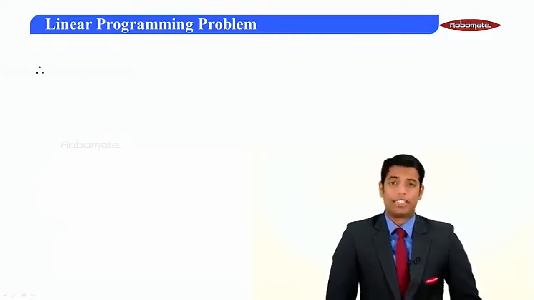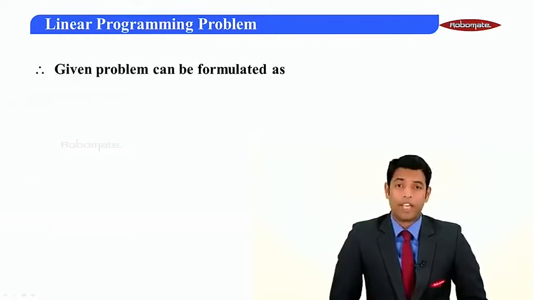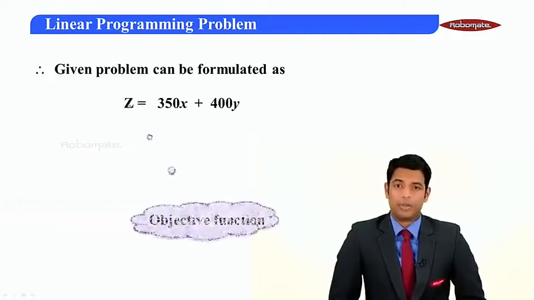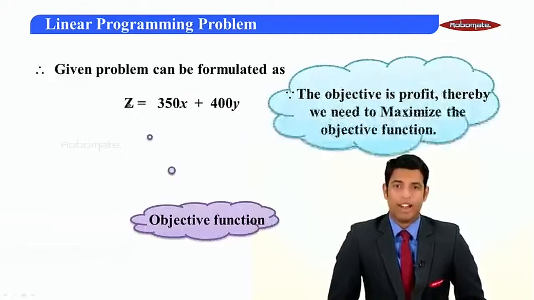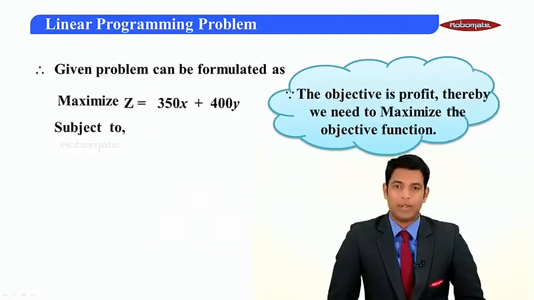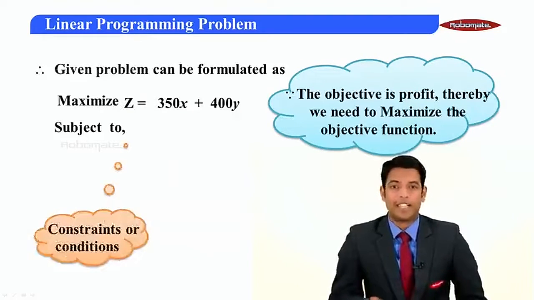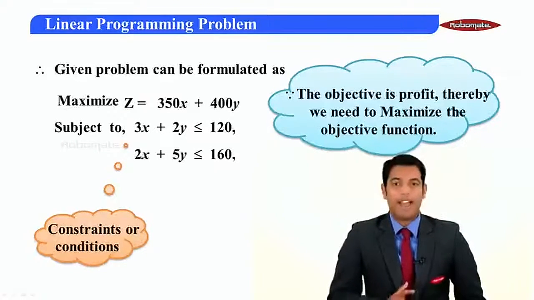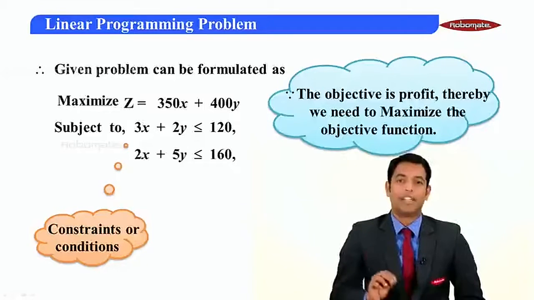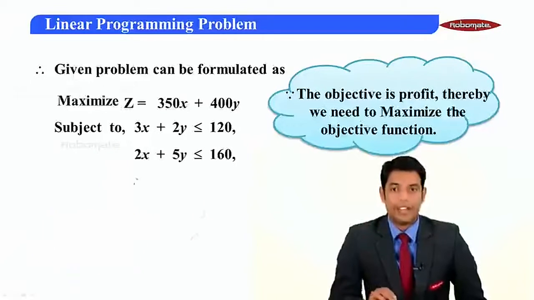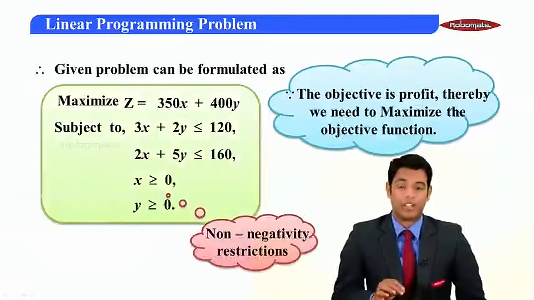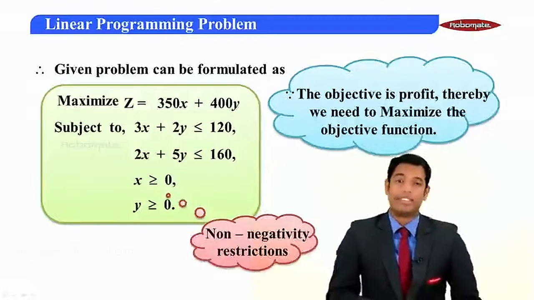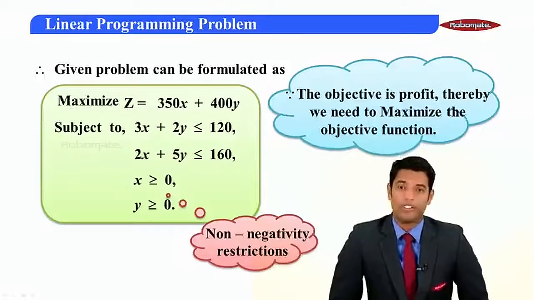Combining all this, our problem can be formulated as Z equal to 350X plus 400Y. And since it is profit, we need to maximize this. So maximize Z equal to 350X plus 400Y subject to the given constraints, that are 3X plus 2Y less than or equal to 120 and 2X plus 5Y less than or equal to 160, and X and Y greater than or equal to 0. So this is the required answer for the formulation of the LPP.